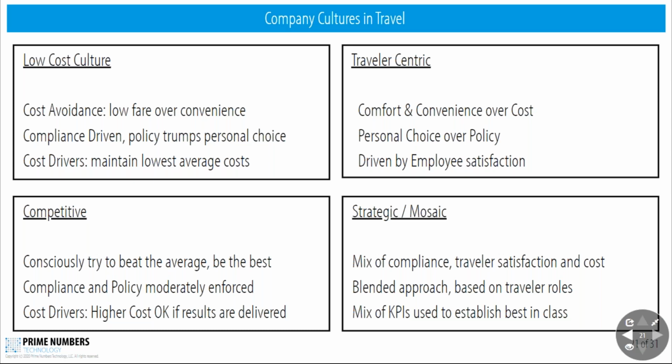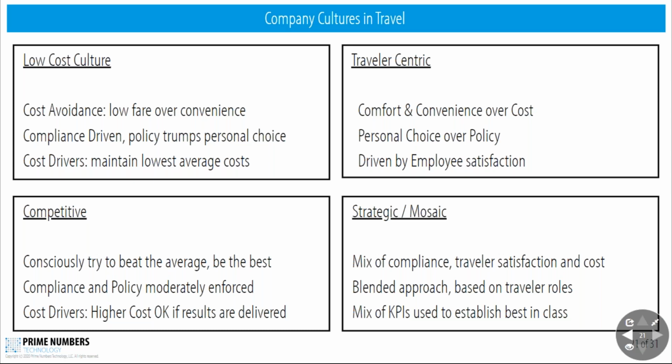There's a competitive culture where you're consciously trying to beat the average and be the best, whether that's in your industry or a specific department or in your program for travel. Compliance and policy tend to be moderately enforced in these types of companies because there's some wiggle room. The cost driver here is that higher cost is okay if results are delivered. If you're a super competitive company and you set a target that you're going to increase revenues by 150% in year 2, then you might spend more money to achieve that, and that's okay, right?